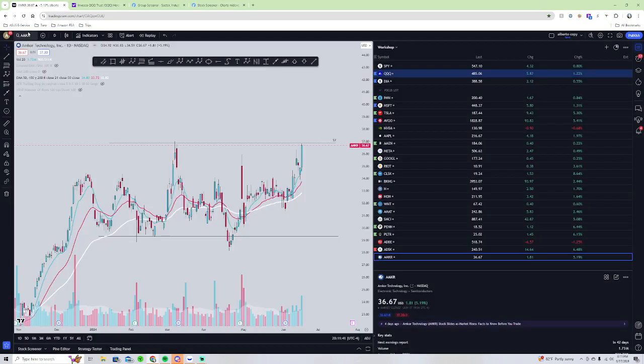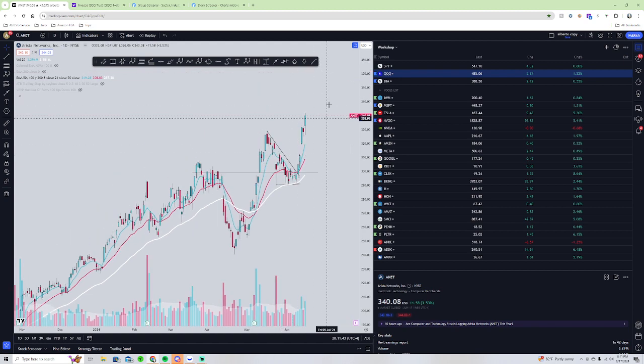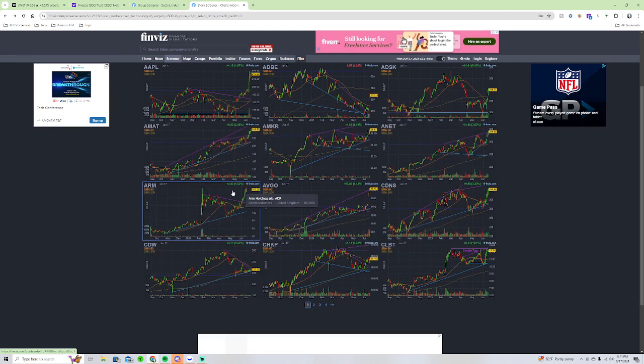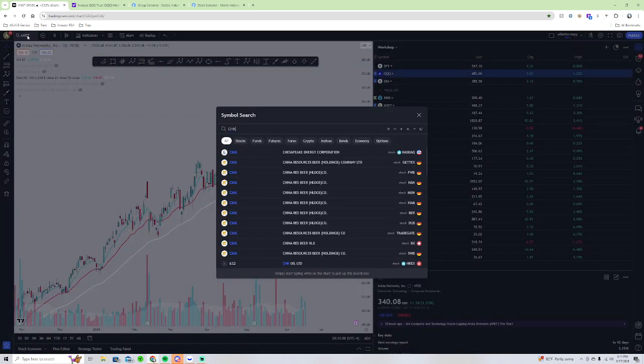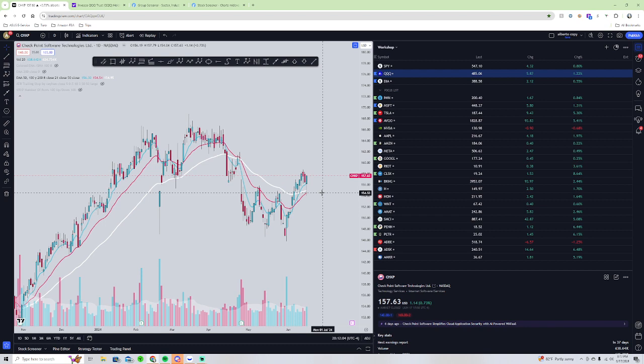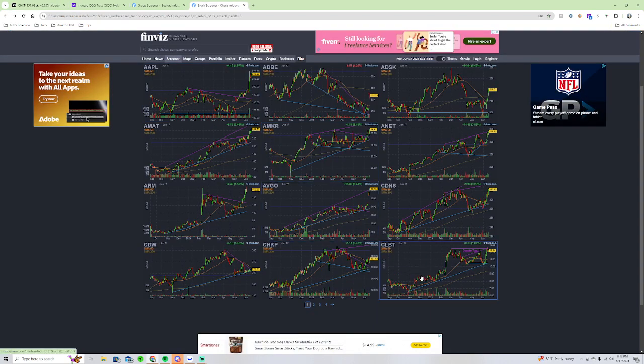ANET looks pretty nice as well to me. This one already kind of moved. I think here would have been a little bit better for it, so I think it's a bit extended. So not messing with it. ARM we already have. AVGO we already have. This one doesn't look too good to me. This one doesn't look too good to me. CHKP, we can look really quickly. Probably wouldn't do this one just because it's not as clean.